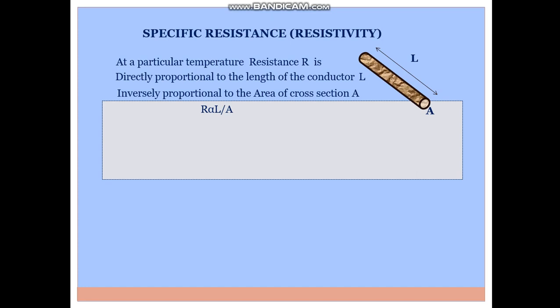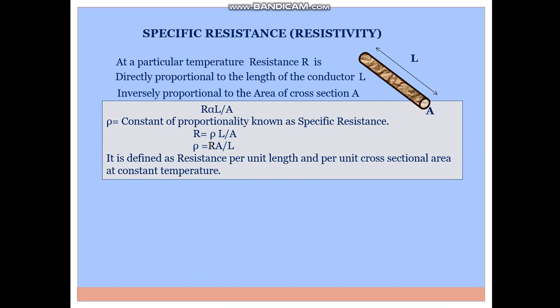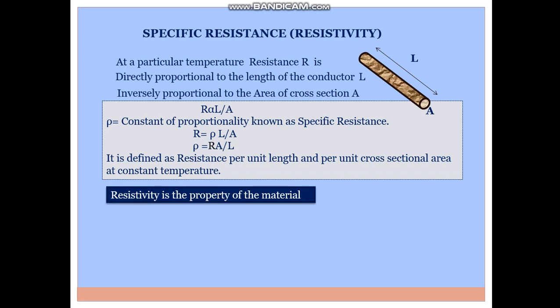So, proportionality, we change it to equality by introducing a constant known as the specific resistance, rho. So, R is equal to rho L upon A. So, we rearrange the terms to get rho is equal to RA over L. So, it is defined as the resistance per unit length and per unit cross-sectional area at constant temperature. So, we have resistivity as a property of the material.